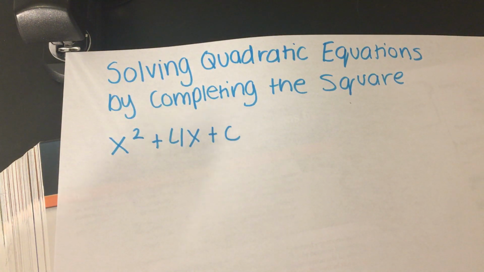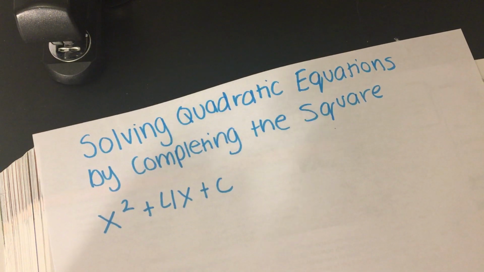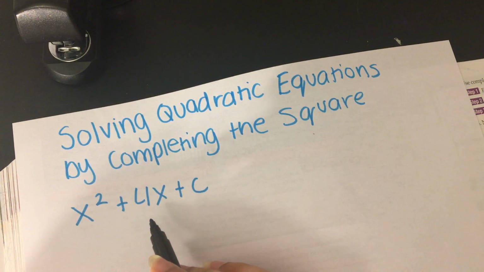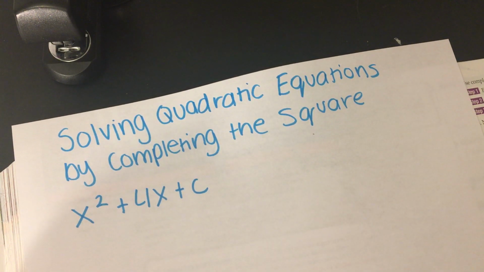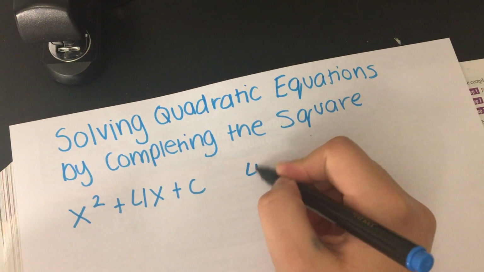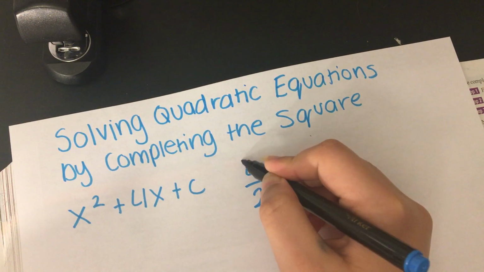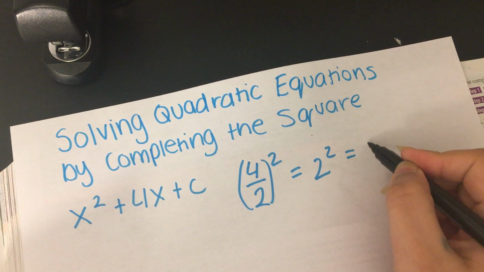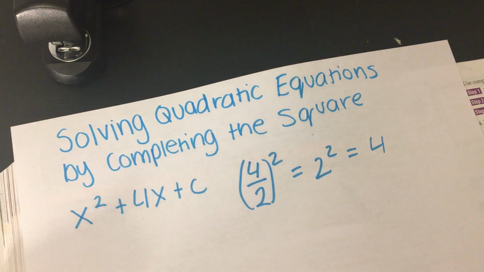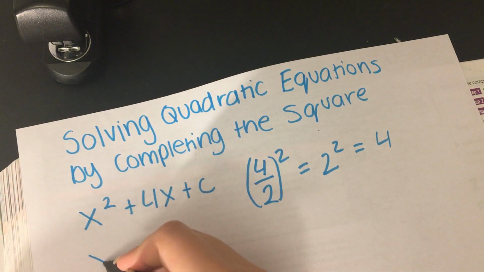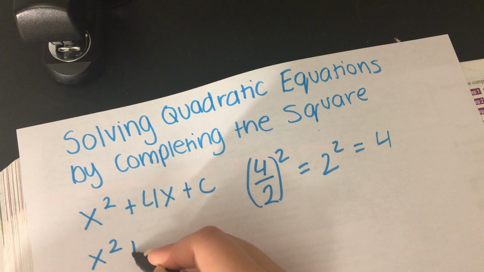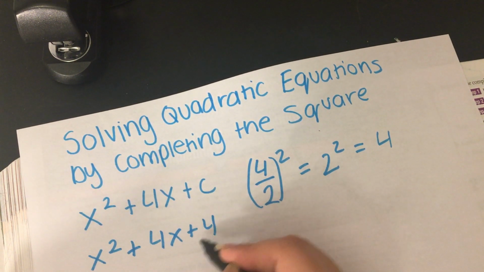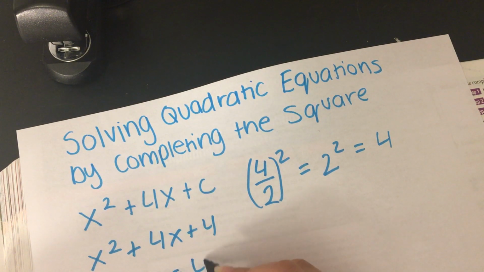Alright, to solve this, it's pretty simple actually. All you have to do is divide 4 by 2 and then square it. So in this case, we do 4 divided by 2 squared, which is 2 squared, which is ultimately 4. So, to make this a perfect square, it would be x squared plus 4x plus 4. So c has to equal 4.